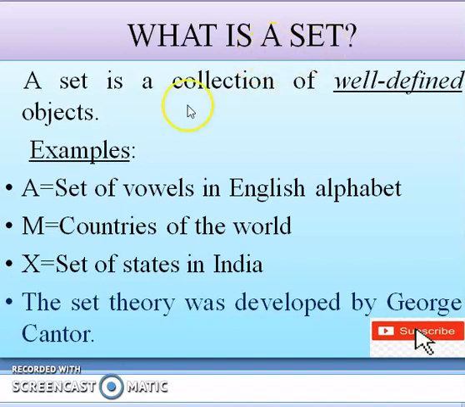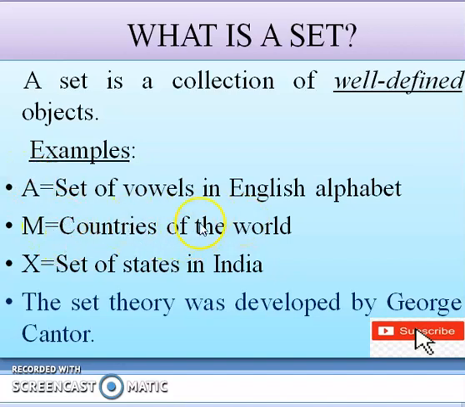What is a set? A set is a collection of well-defined objects. By well-defined, we mean that any object will have a specific property that is called well-defined. For example, if you consider A is equal to the set of vowels in the English alphabet, we know A, E, I, O, U are the vowels in the English alphabet. That is, they are specified. So they are categorized under one set.